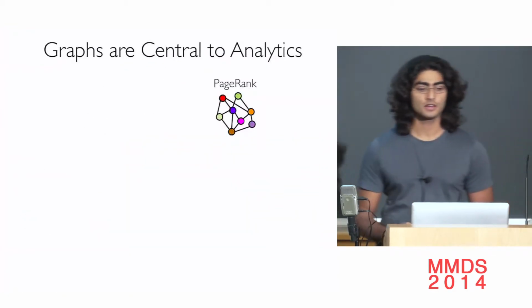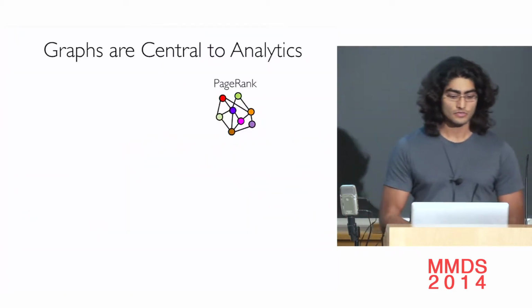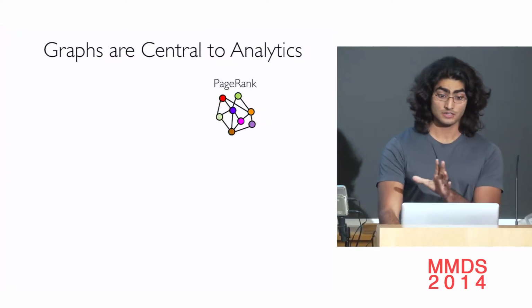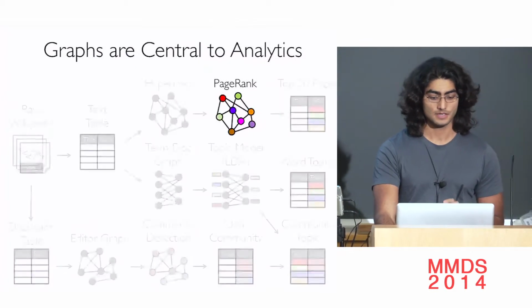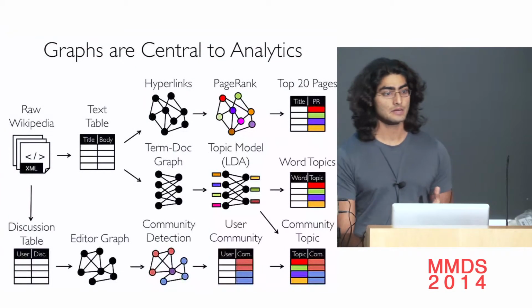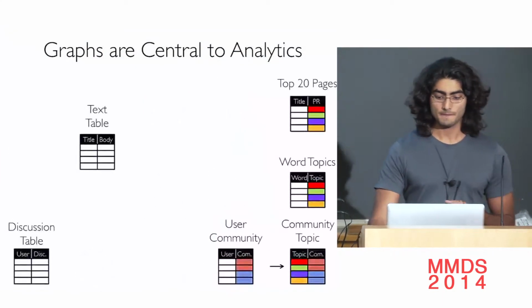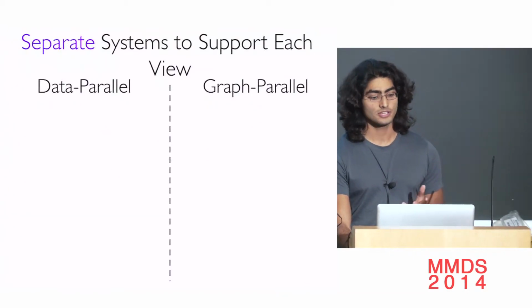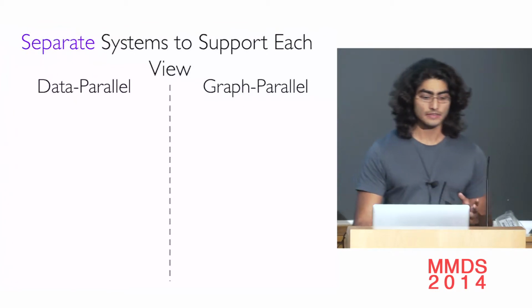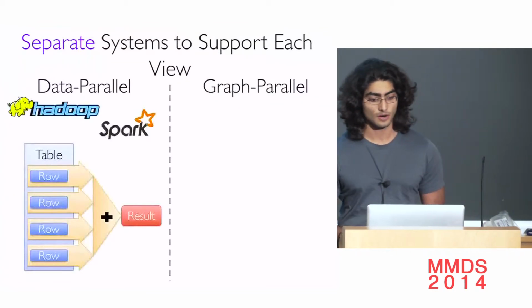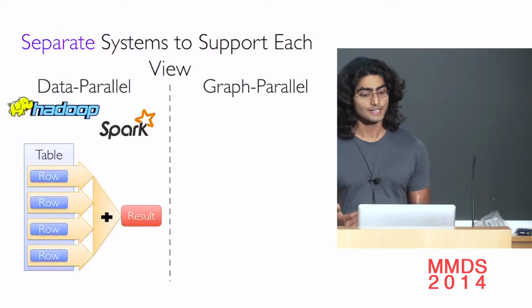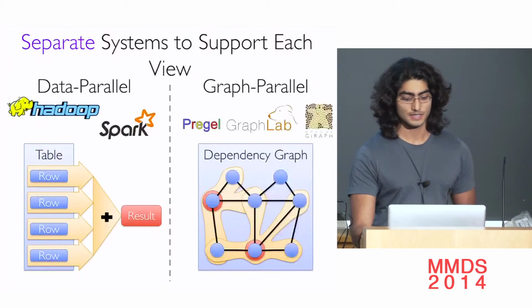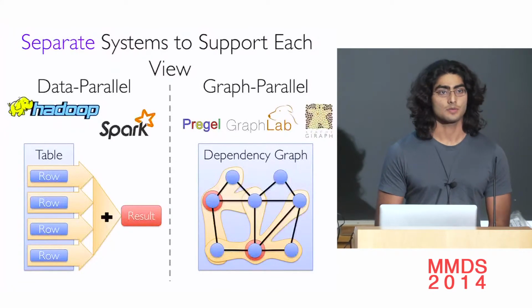But there's one shortcoming of these specialized systems, which is that real graph analytics involves multiple views of the same data, not just running these specialized graph algorithms. It involves viewing the same data both as graphs and as tables. And currently, we need separate systems to support each of these views. On the one side, there's general systems like Hadoop and Spark, which provide table-based analytics operations. And on the other side, there's specialized systems like GraphLab, Giraph, and Pregel, which operate on graphs.